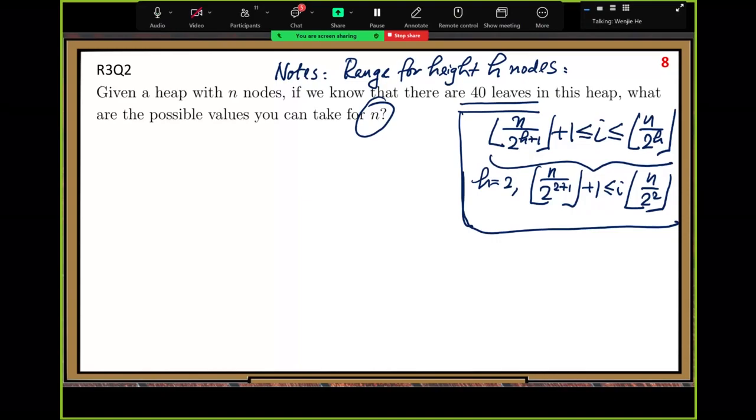All right. Now let's solve this simple question. Pretty simple, because we know the number of leaves. Given n nodes in a heap, we know the expression for the number of leaves. So let's get the expression for the number of leaves.